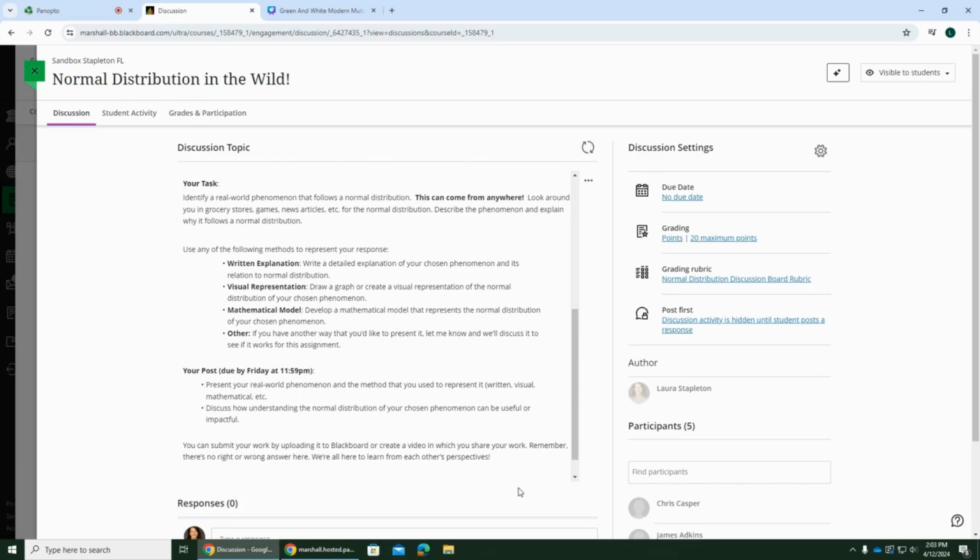They could present it by uploading that work to Blackboard, or they could create a video. So a student could create a video and show their art, or a student could have a video and actually show maybe the signage that had the normal distribution, or maybe show the aspect of a game that had it. And then they would talk about that particular impactful nature of it.